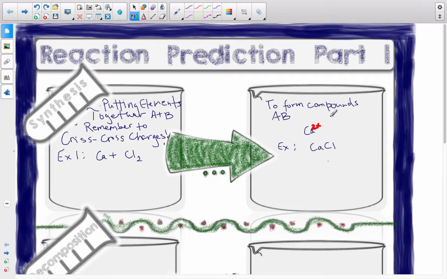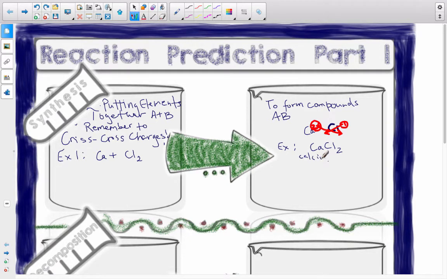My chlorine has, if you look on your periodic table, you can see the charge of chlorine. Chlorine has a -1 charge. So this charge tells me how many calciums I need in my formula. I just need 1, so I can write in the number 1, but I really don't need to. We can just leave that off. But the 2+ on the calcium means that I have to have 2 chlorines, so let's put 2 chlorines on there. There's the formula now for calcium chloride.